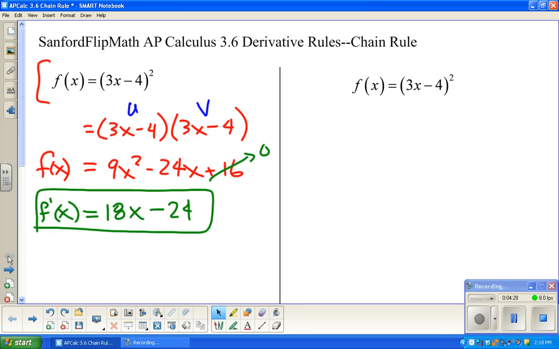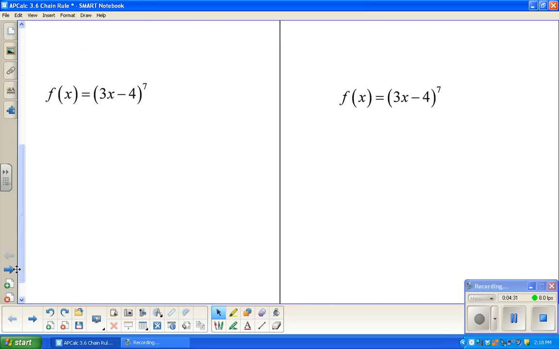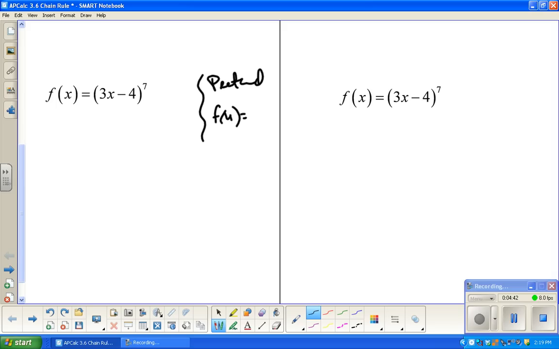Okay, come back to this page and let's go back down here. I'm going to look at this. I'm going to pretend that this is some other function, like that's a function of u, and it's u to the 7th. So think about how you would do the derivative if it was just about u. So it'd be 7 times u, and then 7 minus 1 is 6, so 7 times u to the 6th. So that's how I'm going to do this derivative. Okay, so here's f prime.